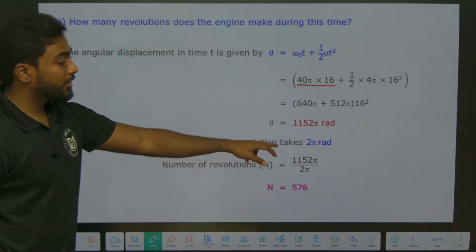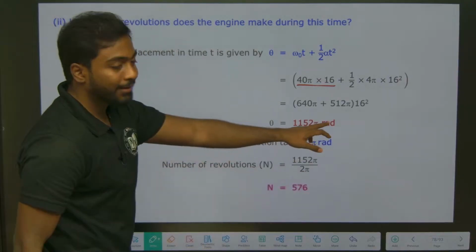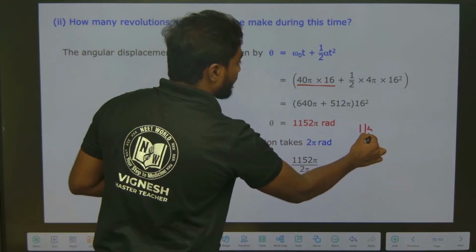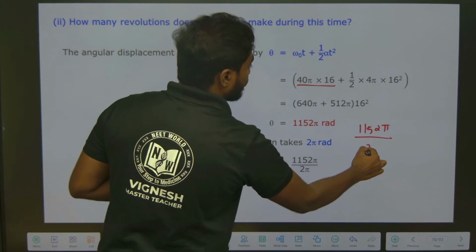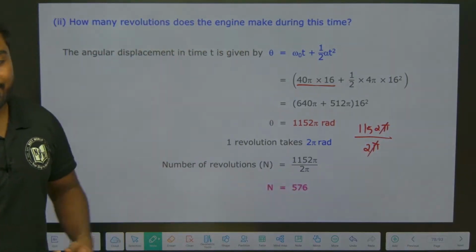So one revolution takes 2 pi radians. So divide by 2 pi: 1152 pi divided by 2 pi. So pi and pi will get cancelled off, and we will get 576 revolutions.